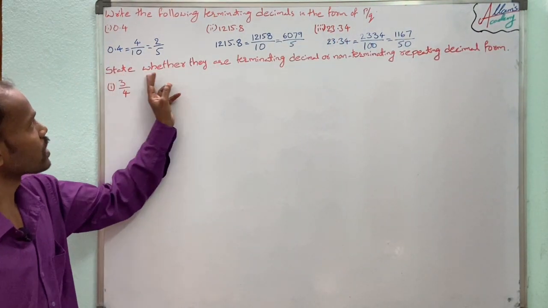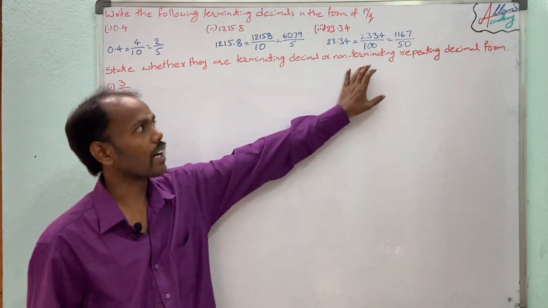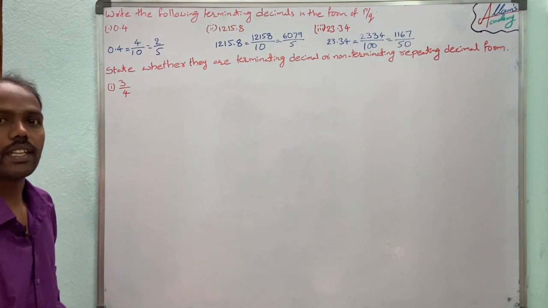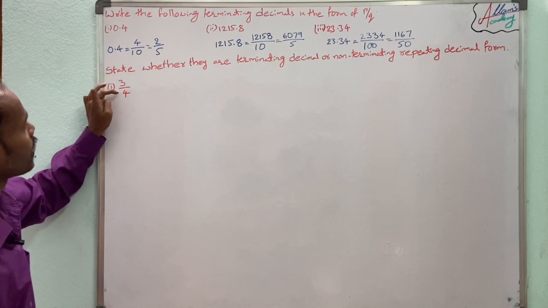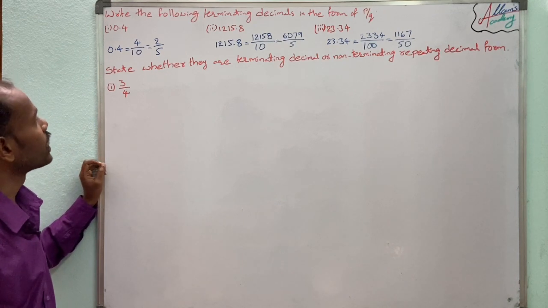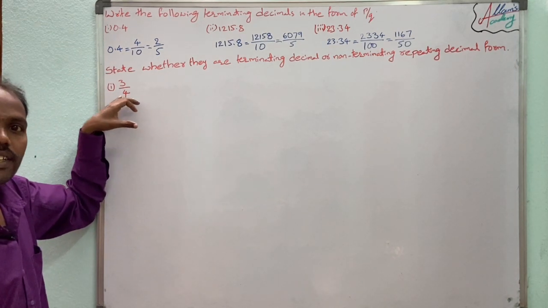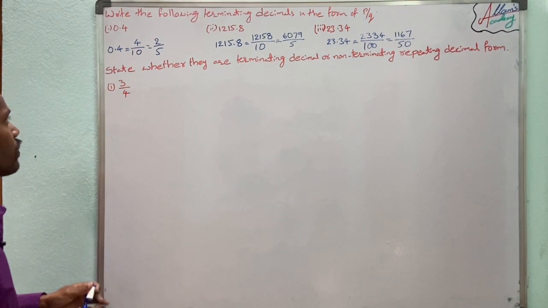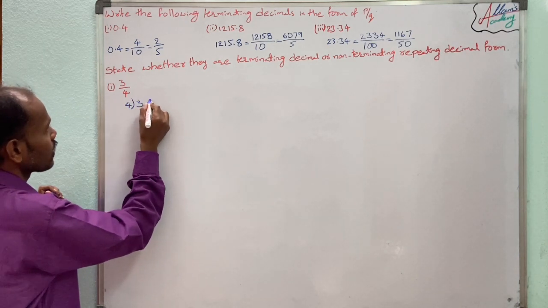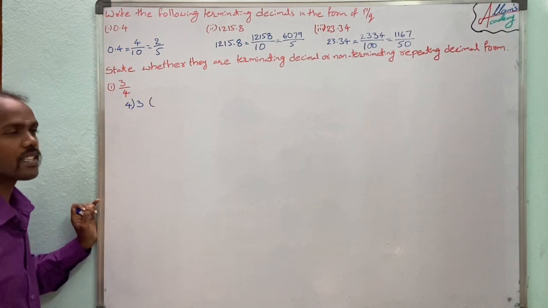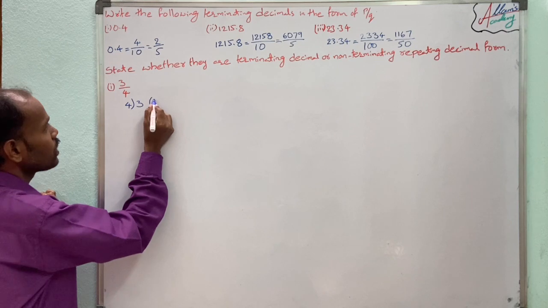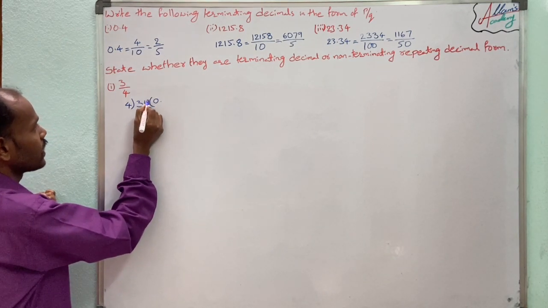Now a question is given: state whether they are terminating decimal or non-terminating repeating decimal. The first one is 3 by 4. Here 3 is the numerator and 4 is the denominator. The numerator is taken as dividend and the denominator 4 is taken as divisor. Now we do division. 4 does not divide 3 because it is the smaller number. So we put a point and take 0.